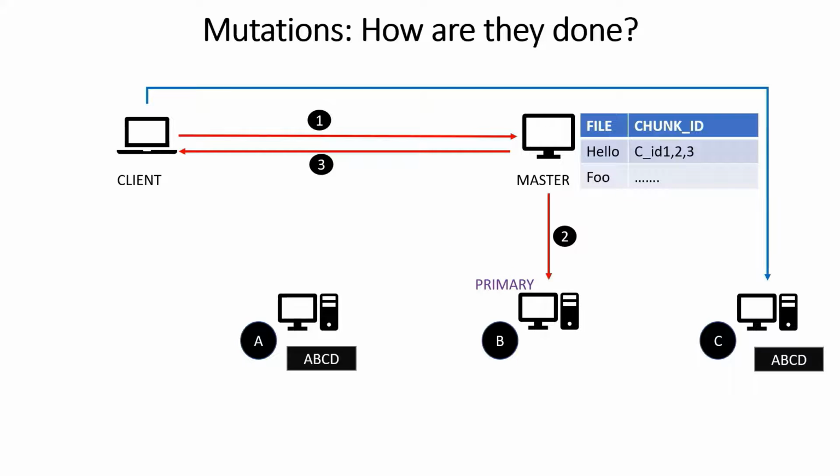So now B takes the data from its cache and writes it to its chunk. And now it also tells both A and C to do the same task. So now A does the same thing and C does the same thing. So after all this is done, B then tells the client, so whatever you have asked me to do, I've done it. Both A and C have given me an acknowledgement that they have written the data successfully.